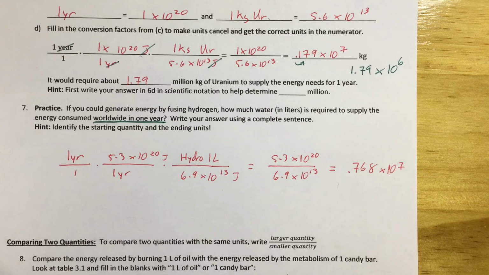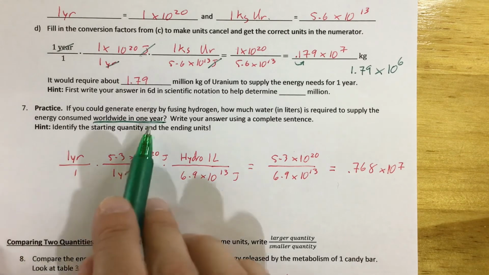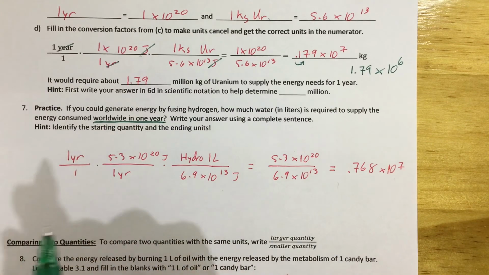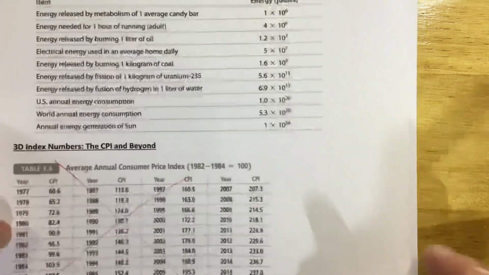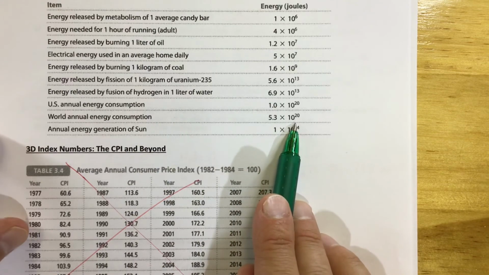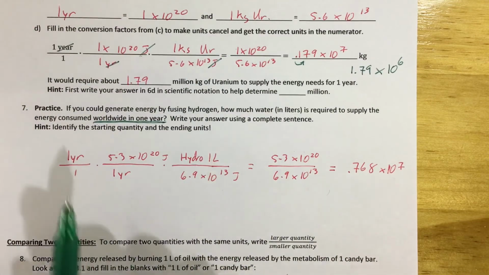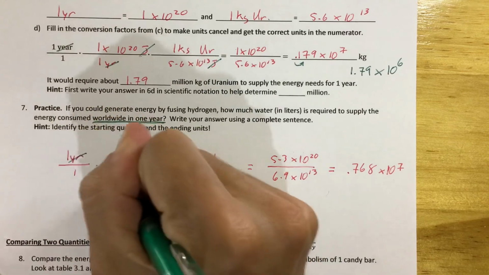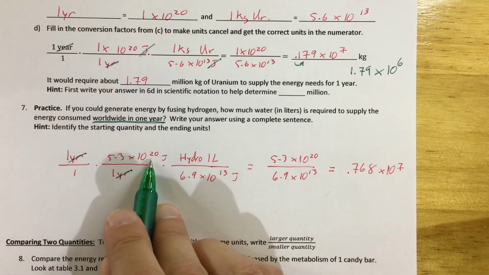That's the only concrete number that we know. We're trying to convert that into the hydrogen. So looking this up on the table, worldwide for 1 year is going to be 5.3 times 10 to the 20 power. Okay, 5.3 times 10 to the 20 power. So I'm going to start with 1 year, then convert that into energy. So years will cancel, and I got the number that I just showed you there.